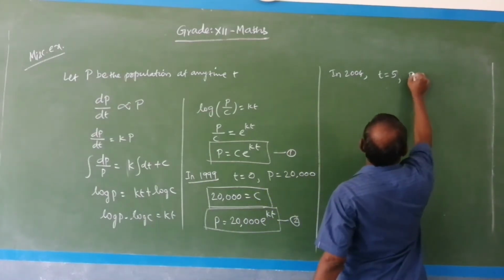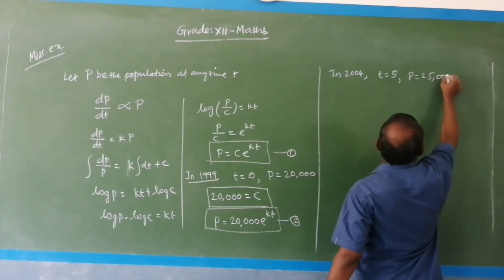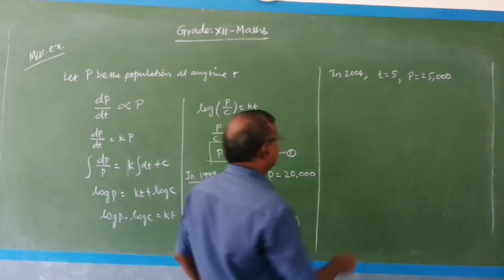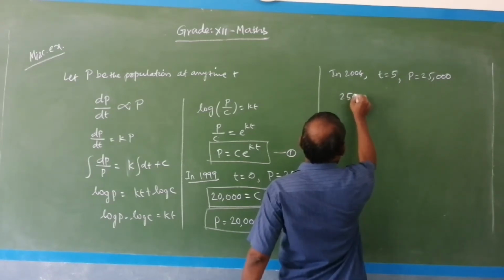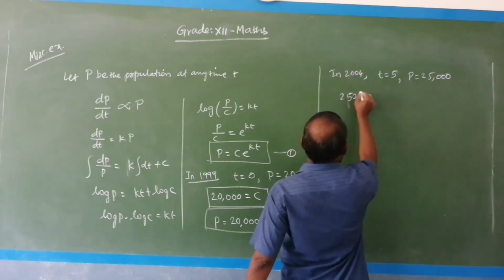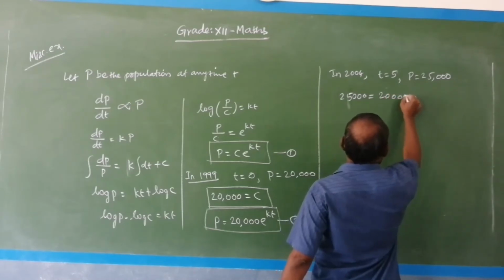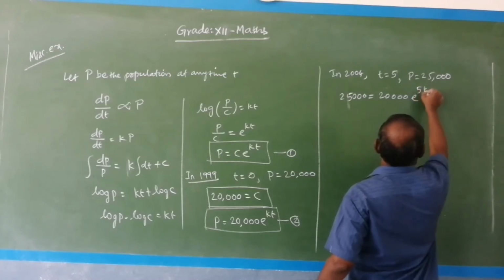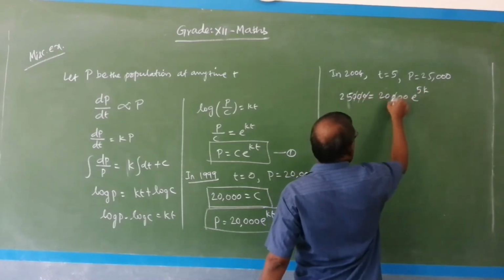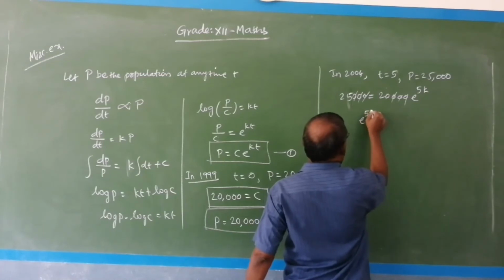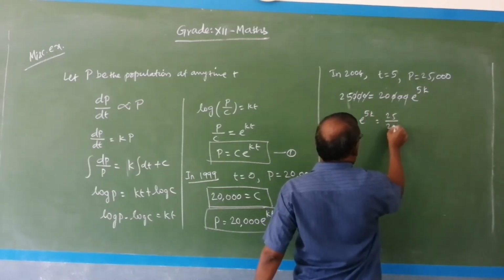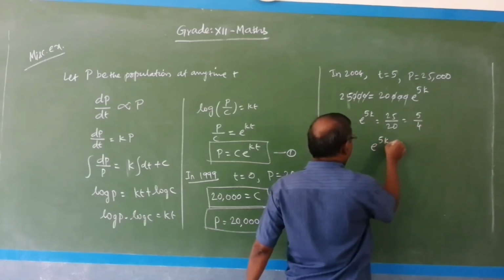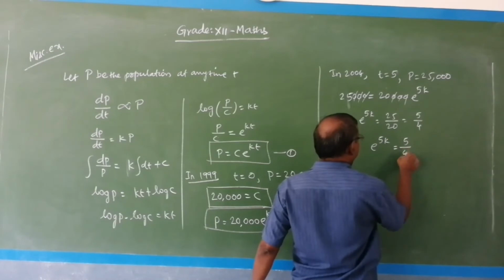So, the population P equal to 25,000. Substituting in the second equation, that is 25,000 equal to 20,000 into e power T is 5, so 5k. Simplifying this, we have e power 5k equal to 25 by 20, or 5 by 4. So, the value of e power 5k is 5 by 4.